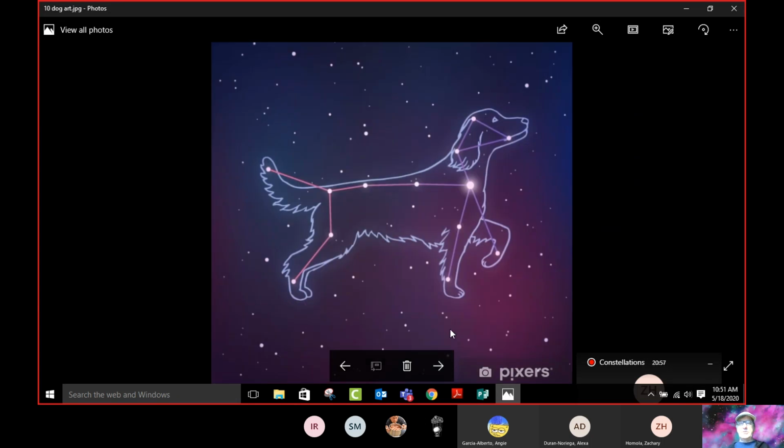Here's another view of Sirius and Canis Major. So we could think of it like that.